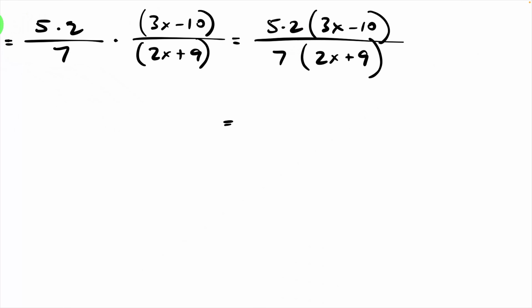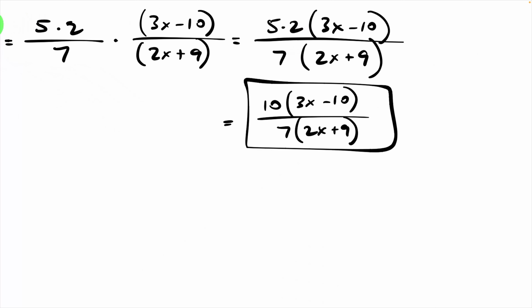So now you can multiply. 10 times 3x minus 10, over 7 times 2x plus 9. Done. Kind of looks like how it began because it was already reduced. It was already reduced, but you don't know that until you actually look at it, okay?